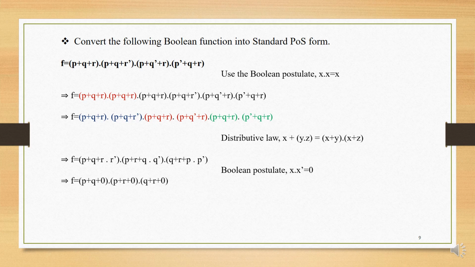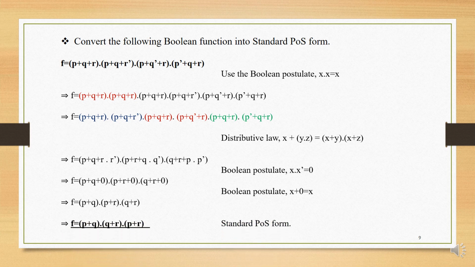Now let us see the obtained expression. F equal to p plus q plus 0 dot p plus r plus 0 dot q plus r plus 0. Now the resultant expression will be, by applying the Boolean postulate x plus 0 equal to x, we arrive at the standard POS form f equal to p plus q dot p plus r dot q plus r. So this is the standard POS form.